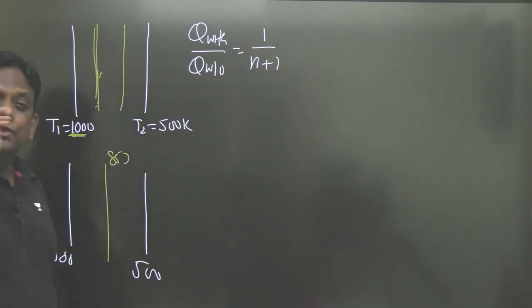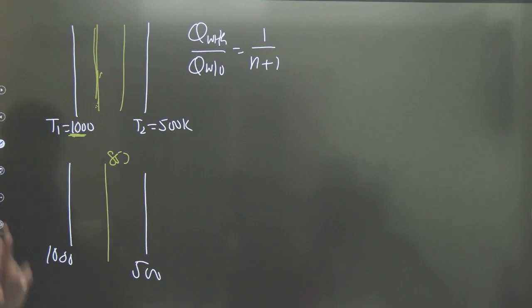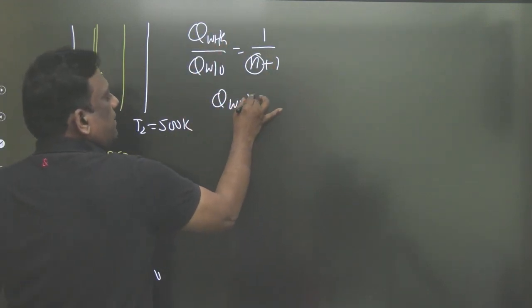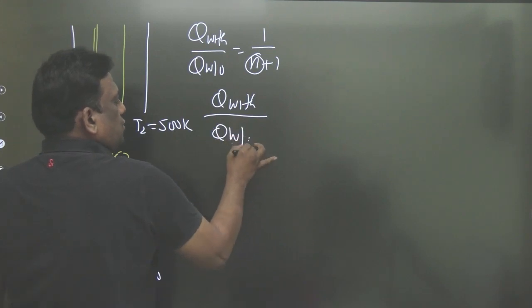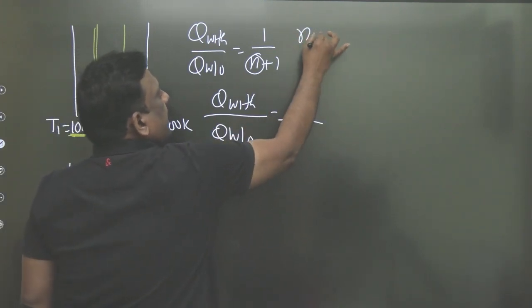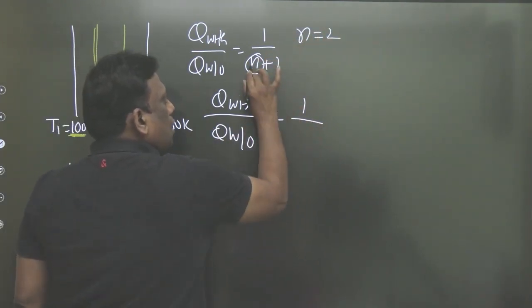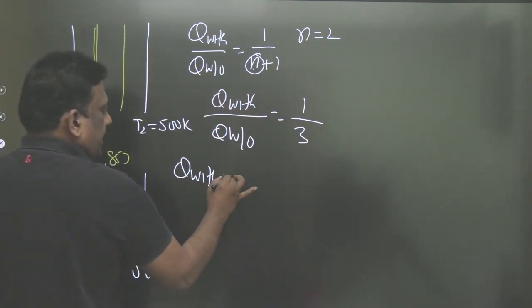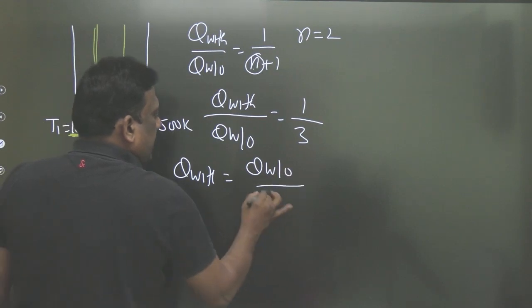Now let me use two values, 2 shields. If I use 2 shields, heat transfer with shield by heat transfer without shield is 1 by n plus 1, let me take n as 2. If I'm using 2, 2 plus 1 is 3. So therefore heat transfer with shield is heat transfer without shield by 3.